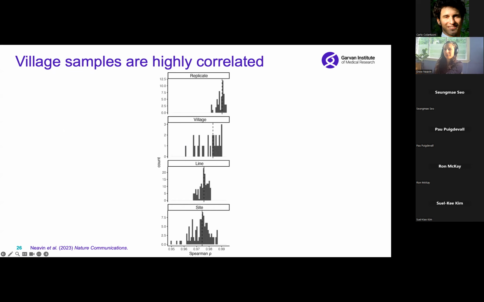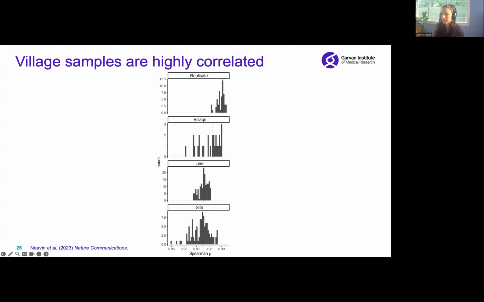Okay, so we see that village samples are highly correlated. And so the way that we did this is we had run this experiment across the 3 sites in triplicates at each site. And so we looked at the correlation based on these different variables that we've measured, which are replicate, village, line, and site. So between the correlation between our replicates and the correlations on the x-axis here.